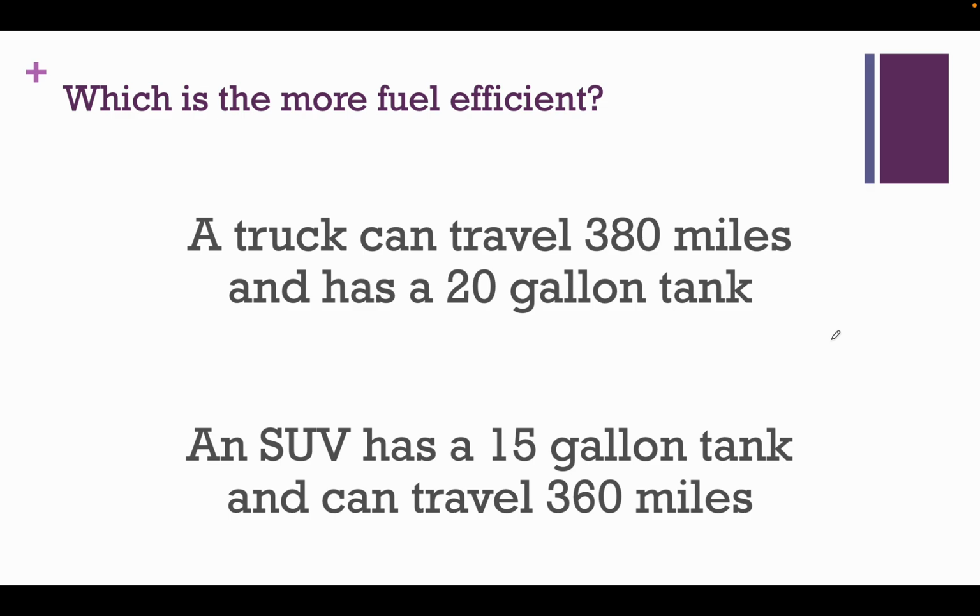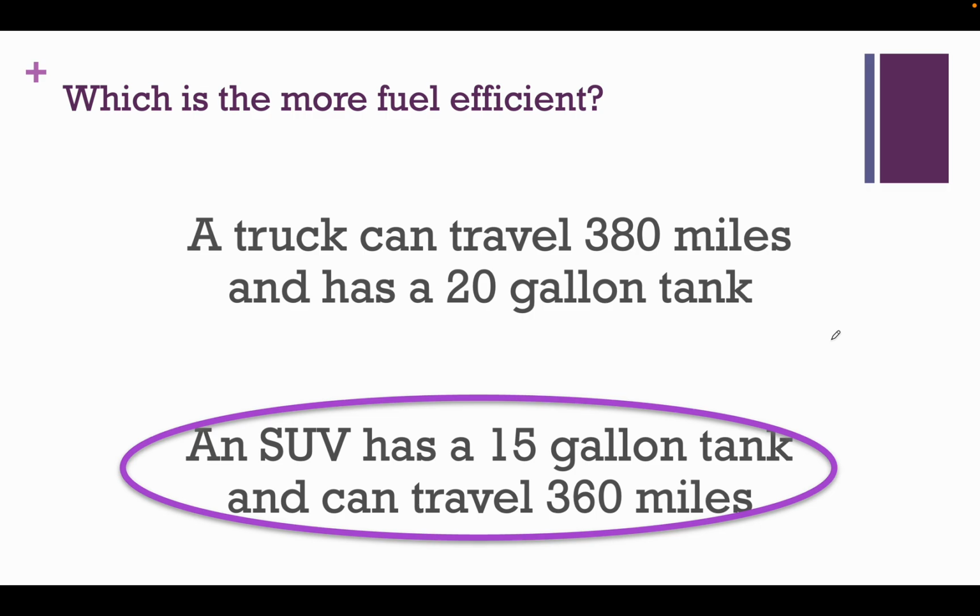Now this one is asking a little bit of a different question about fuel efficiency. It's actually best to get more miles per gallon than less, because you can travel farther on a gallon of gas. So for this one, the SUV gets more miles per gallon than the truck. That would be miles divided by gallons.